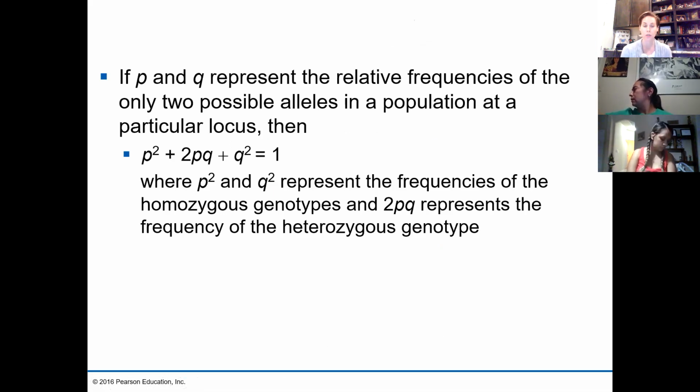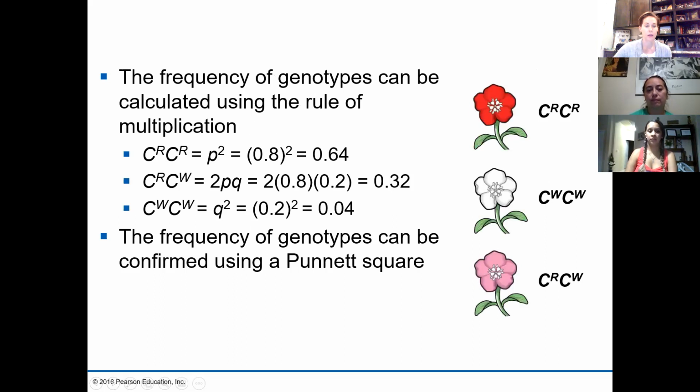P squared plus 2PQ plus Q squared equals 1. And we figured out already what P is and what Q is. And so we can just plug it all in to figure out what the frequency would be of red, pink, or white looking flowers based on the genes that we know are in the population, which we already knew before because we had that. They showed us that we had like 320 red and 20 white ones and 160 pink. So we're just kind of going in a big circle.